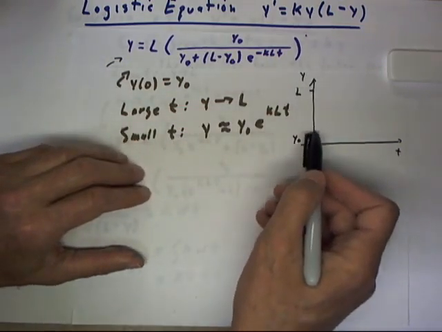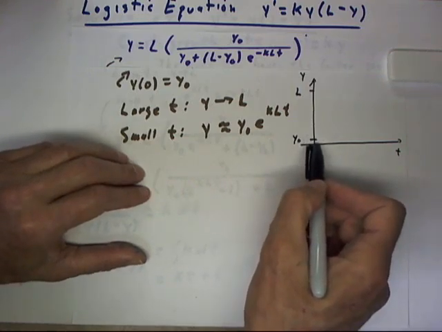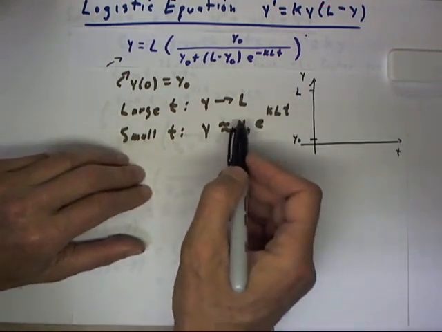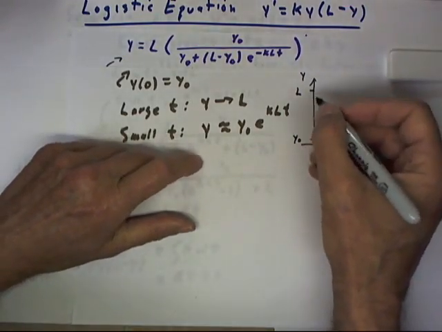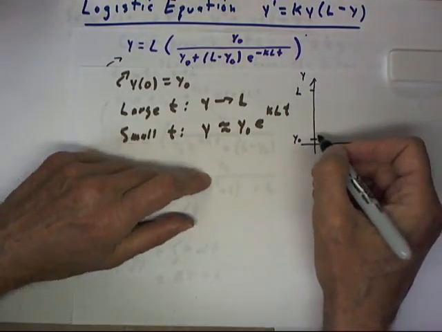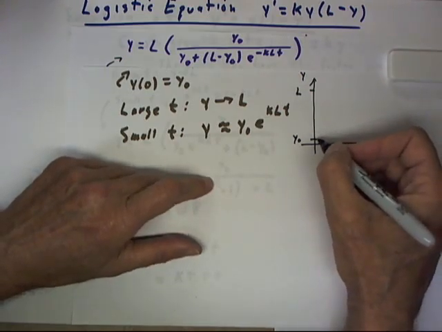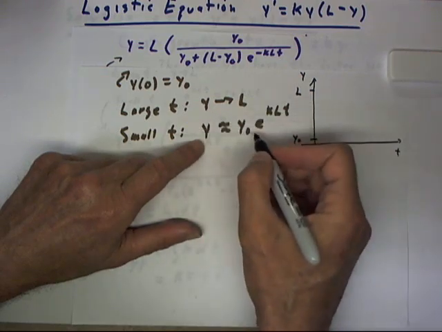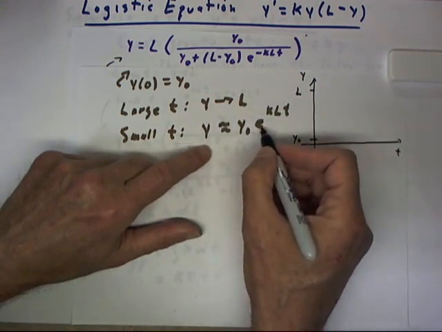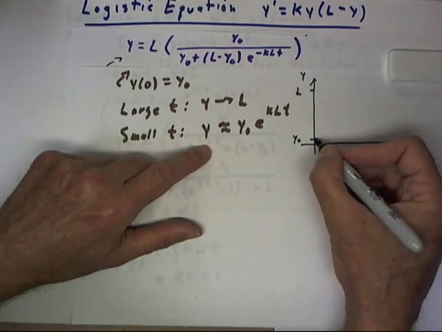Now, here's a sketch where y naught is maybe 1/10 as great as L. That might be small enough. It's at least small enough to exhibit the overall behavior of this function, so that what's going to happen is when y naught is small, this is very close to y naught e to the k L t, which is an exponential function with growth rate k.